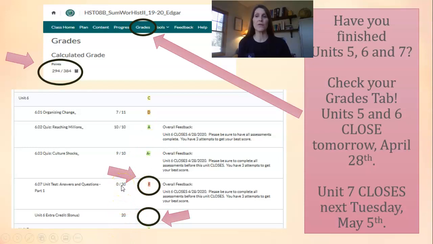If you see a grade with a 0, definitely check that out. That's a huge amount of points. Imagine adding 30 points to this score. That would bump this grade up quite a bit. And then extra credit was in unit 6, so make sure you take a look at that and complete that if you have not already done so.